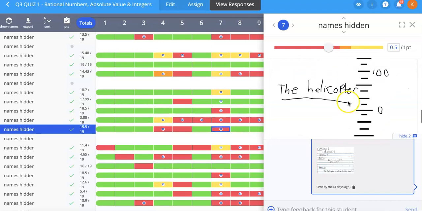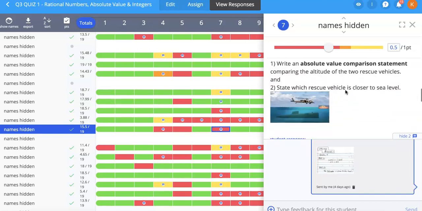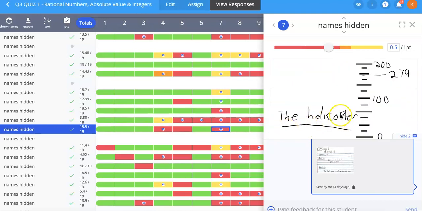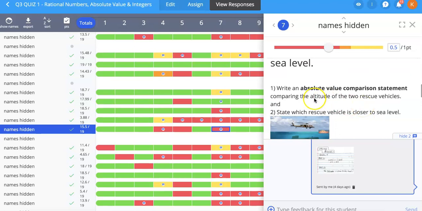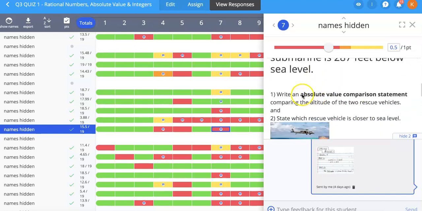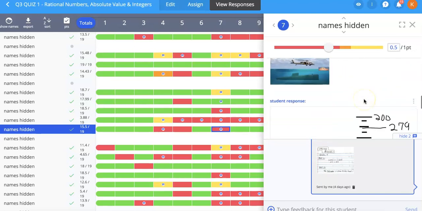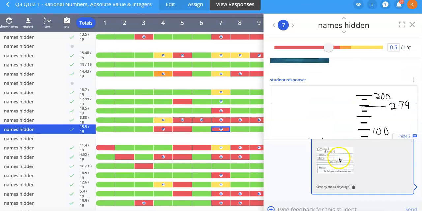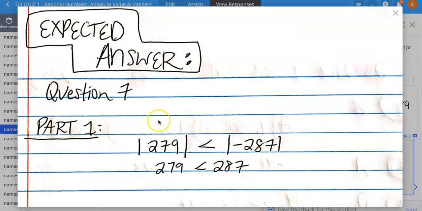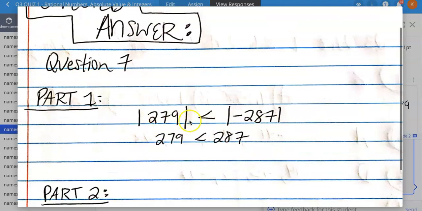So they answered the question, that part is fine. So number 2, state which rescue vehicle is closer to sea level, that part was fine. The problem that I had with this person's response is that they don't have an absolute value comparison statement. So when I'm asking for an absolute value comparison statement, take a look at what I'm looking for. I'm looking for absolute value, and then I'm looking for a symbol in between that compares the two.